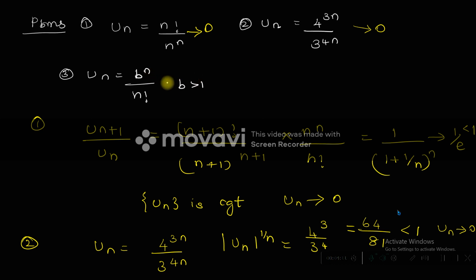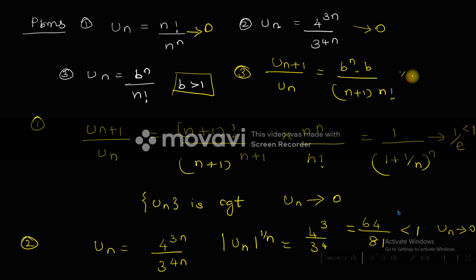What about the third example? Here b is bigger than 1. Third example: u_(n+1) upon u_n is equal to b to the power (n+1) into n factorial, divided by (n+1) factorial into b to the power n. If you solve this, you will get b upon (n+1). As n approaches infinity, this goes to 0, which is less than 1. Therefore, this converges to 0.